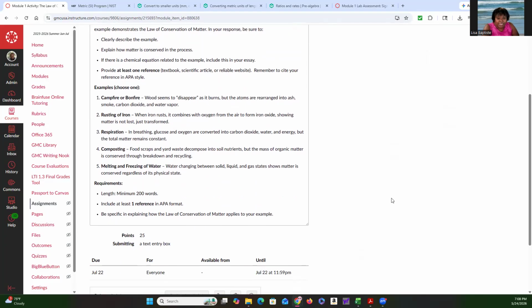Composting. Food scraps and yard waste decompose into soil nutrients, but the mass of organic matter is conserved through breakdown and recycling. Melting and freezing of water. Water changes between solid, liquid, and gas states, showing matter is conserved regardless of its physical state. So the length is a minimum of 200 words and includes at least one reference in APA format. Be specific in explaining how the law of conservation of matter applies to your example.